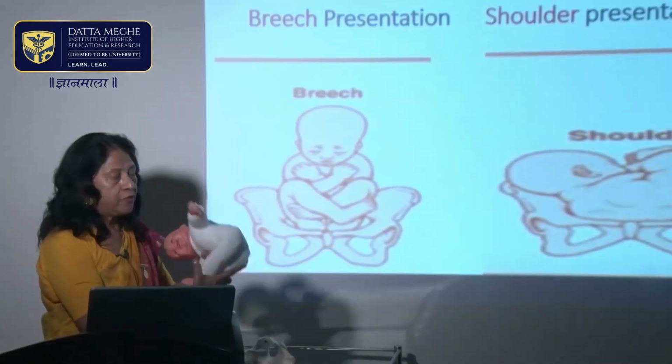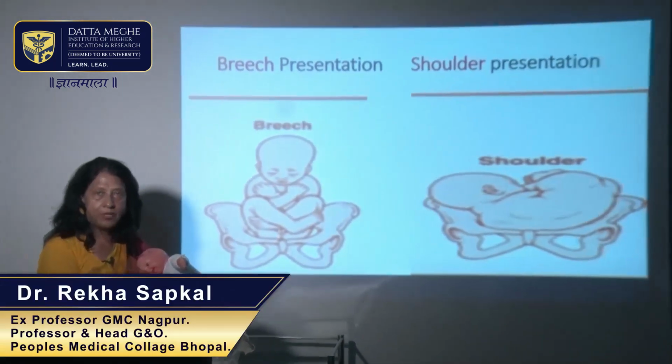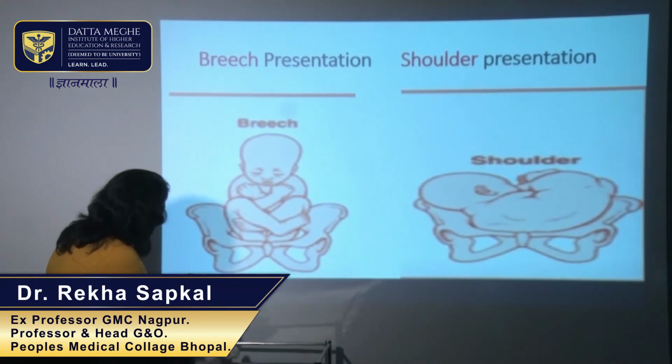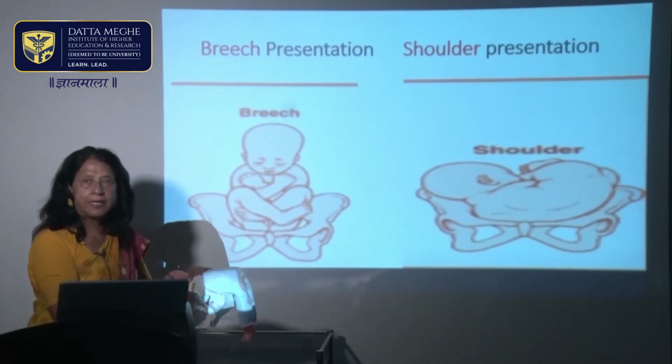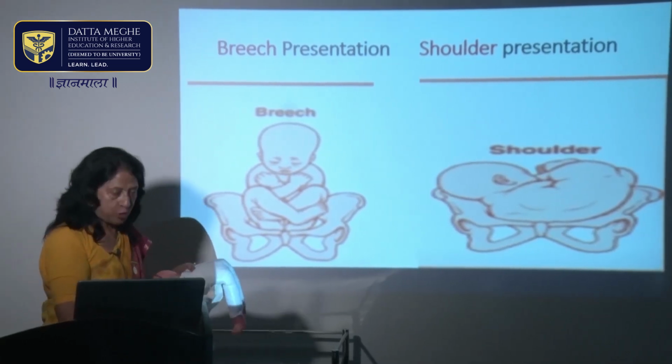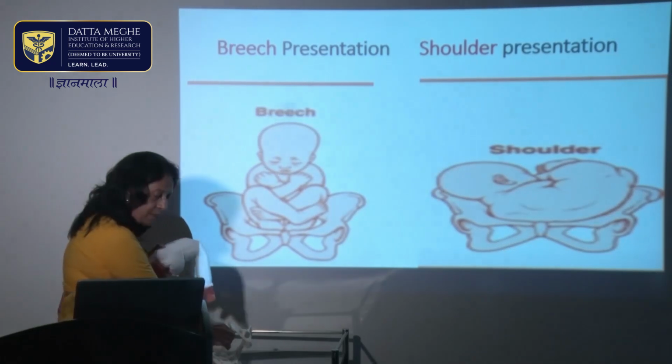Breech presentation: the podalic pole is down, simple to understand. Shoulder presentation is when the axilla and the shoulder get impacted, which I can make out on PV and can also feel on palpation. So, it can be shoulder presentation.